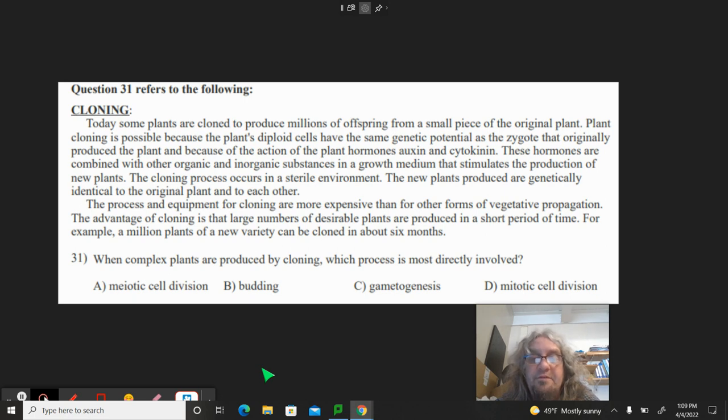The process and equipment for cloning are more expensive than for other forms of vegetative propagation. The advantage of cloning is that large numbers of desirable plants are produced in a short period of time. For example, 1 million plants of a new variety can be cloned in about 6 months. Question 31 asks, when complex plants are produced by cloning, which process is most directly involved? Is it A, meiotic cell division, B, budding, C, gametogenesis, D, mitotic cell division?